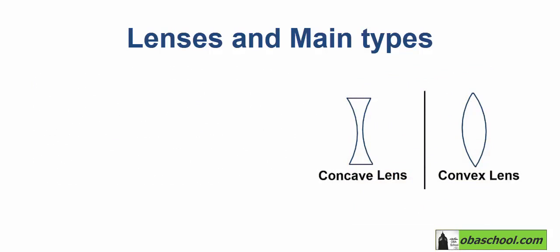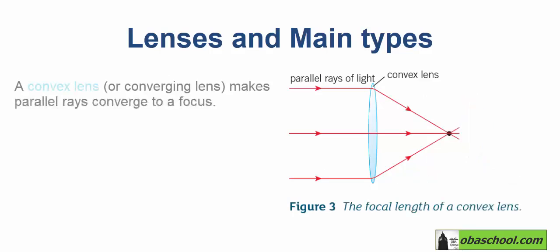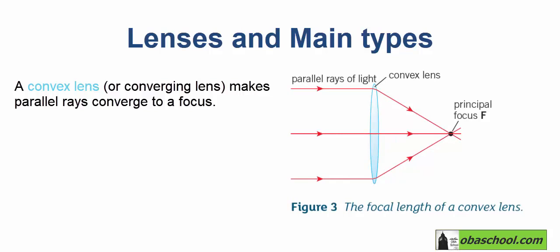The main types of lenses are convex and concave. What are these? A convex lens or converging lens, from its name, it converges. It makes parallel rays converge to a focus. As you can see here in the figure, the point where parallel rays are focused is the principal focus or focal point, this one, and the distance from the center of the lens to the principal focus is called the focal length.